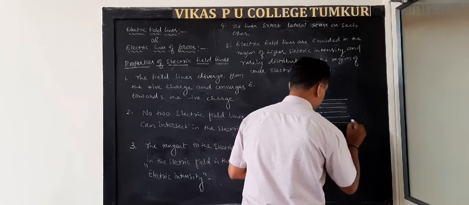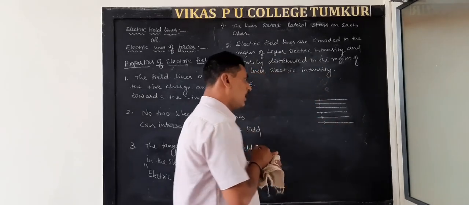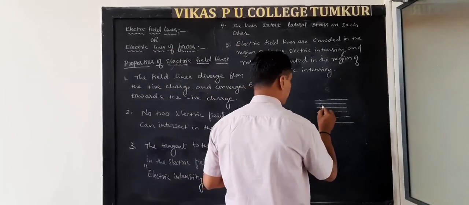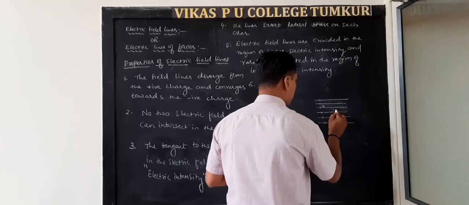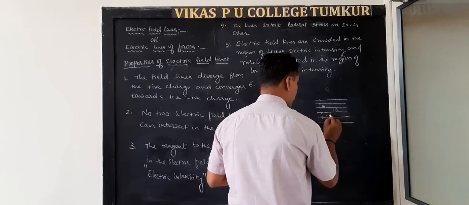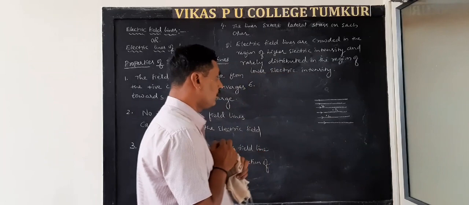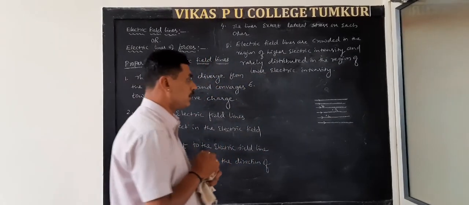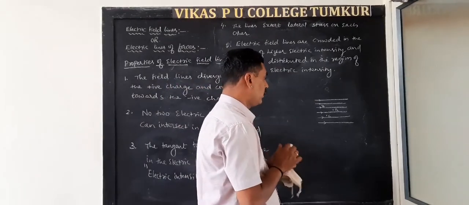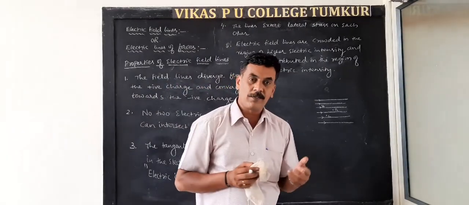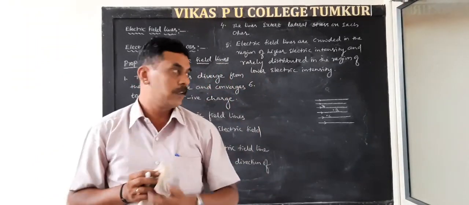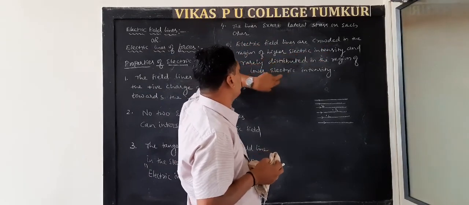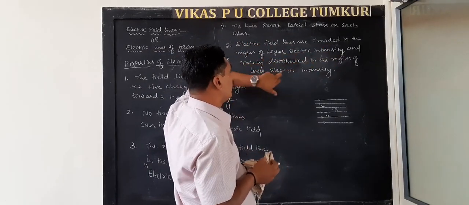Now let me select some 3-4 points here. Point A, point B, point C. Point A, point B, point C are 3 points in the electric field. At which point is the electric field strength higher? Here what did we say: electric field lines are crowded in the region of higher electric intensity, rarely distributed in the region of lower electric intensity.